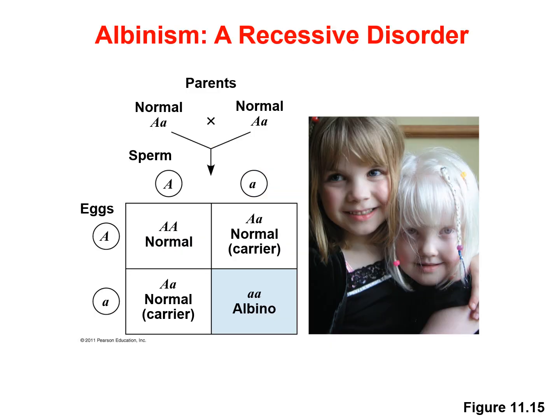Okay, let's look at a recessive genetic disorder. So let's look at albinism. With our key here, we have big A is normal, and then little a would be an albino.